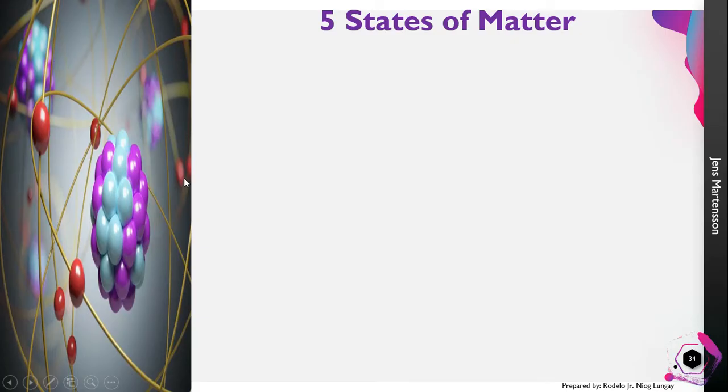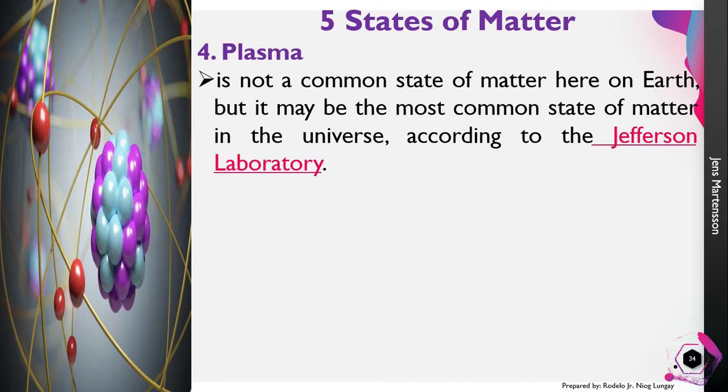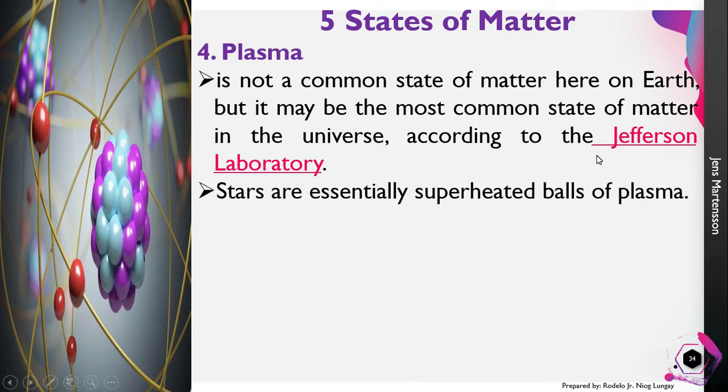Okay? Now let us proceed with the fourth state of matter, which is plasma. See, plasma is not a common state of matter here on Earth, okay? But it may be the most common state of matter in the universe according to the Jefferson Laboratory. So stars are essentially superheated balls of plasma.